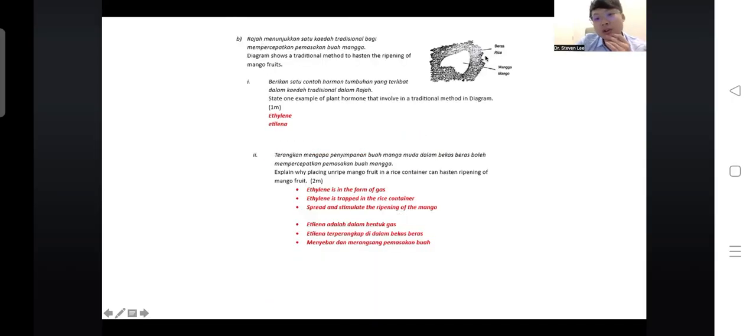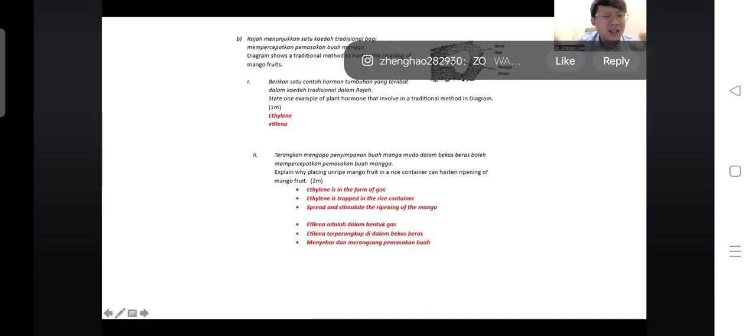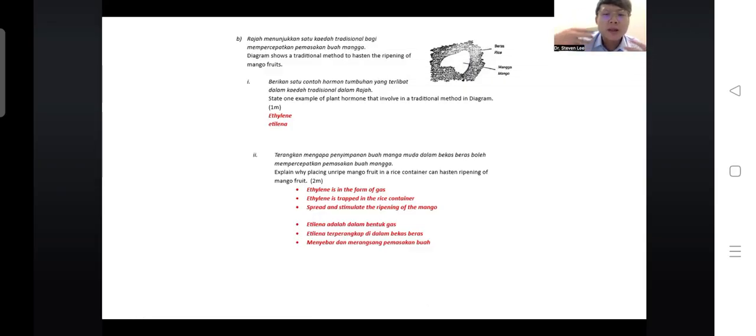So this is another question. You can see, basically they put the mango inside the bekas nasi. This is like what the old people tend to do last time, isn't it? They want the fruit to ripen faster. They put it inside all these rice containers. They wrap it up. So the reason is, I told you before, there is a hormone called ethylene.